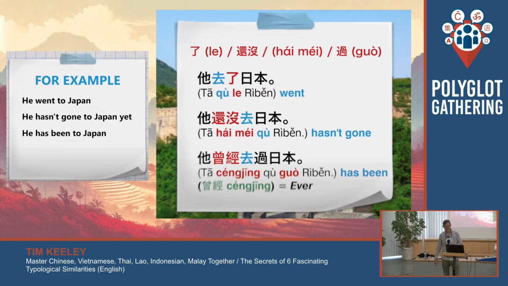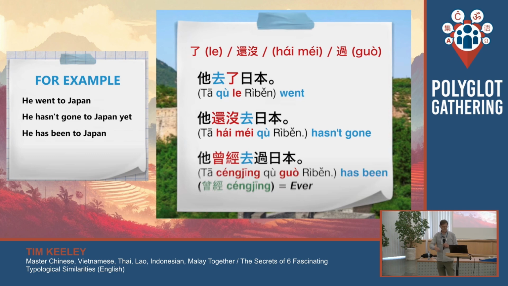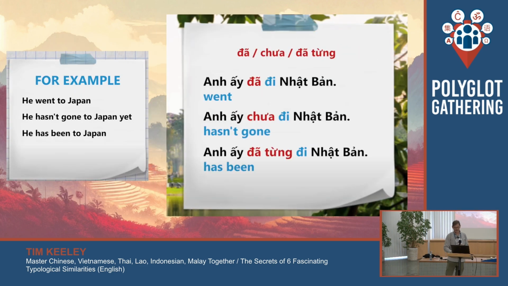Okay, so just like in Chinese, we have a number of ways. So doing the same thing, he went to Japan, he hasn't gone to Japan yet, and he has been to Japan. So they could use le, and then hai mei for the belum, and then guo. There's other possibilities too, but let's just limit ourselves to here. So, ta qu le, he went there, and ta hai mei qu, hasn't been yet, and 他曾经去过日本. Okay, so 曾经 means has ever been. It's not completely necessary. You can do without it.